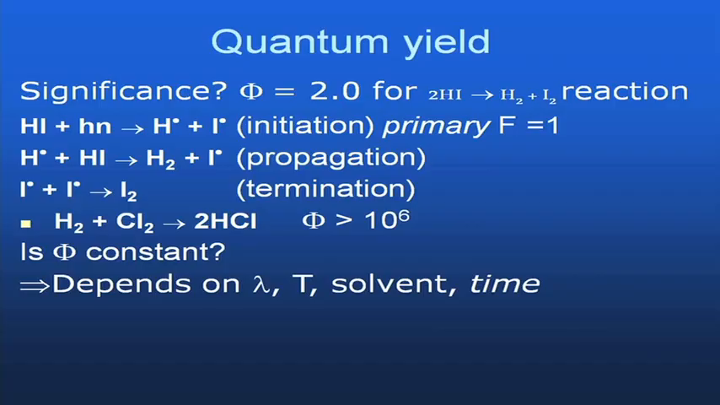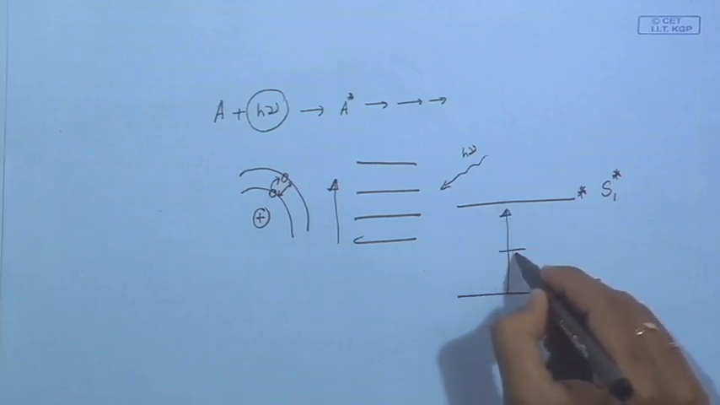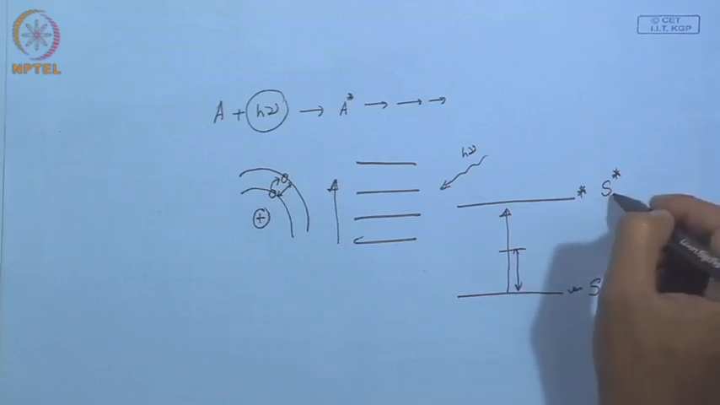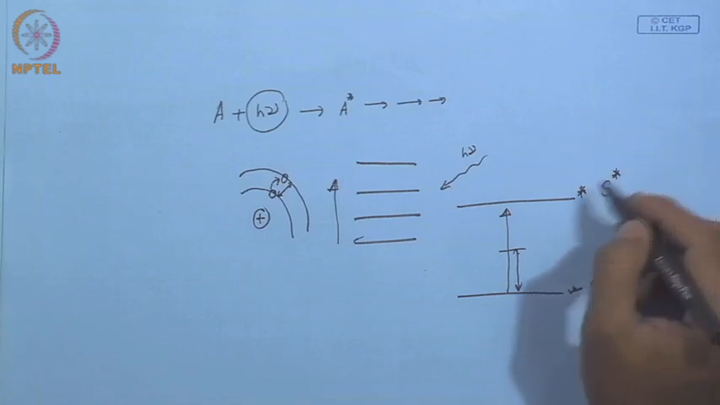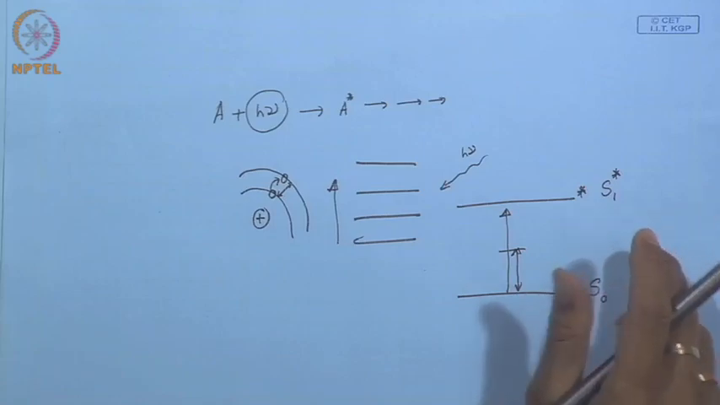So, is phi constant? What are the factors on which phi should depend? Phi depends on lambda. Why lambda? Because if you are supplying less energy, then these molecules will not get excited to S1, so this reaction will not take place. Lambda means frequency, which is ultimately related to the energy. So it depends on energy.